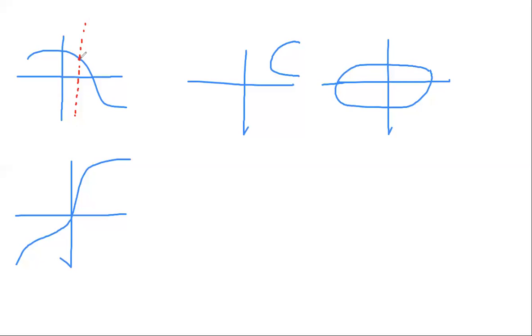It has to be vertical, not horizontal. If it meets only once, it's a function. It has to meet only once.